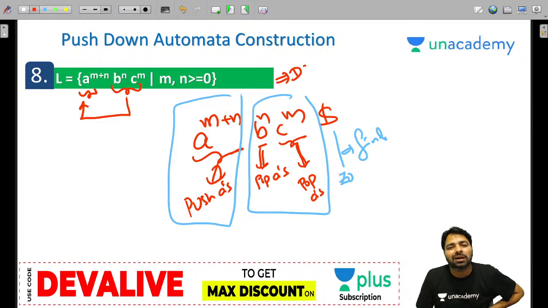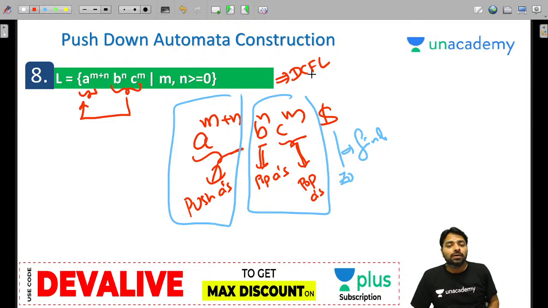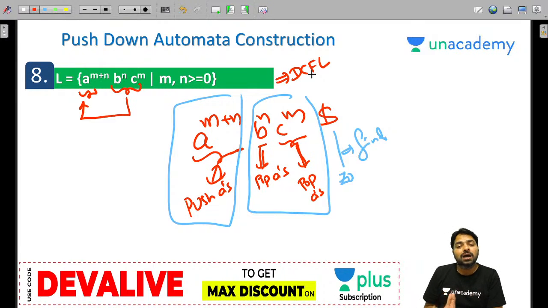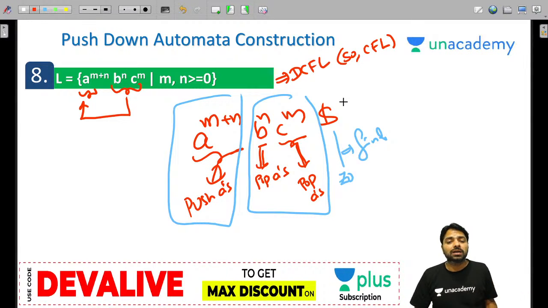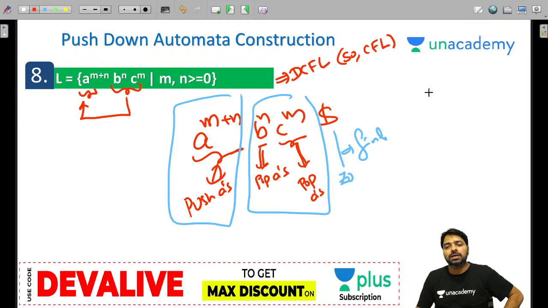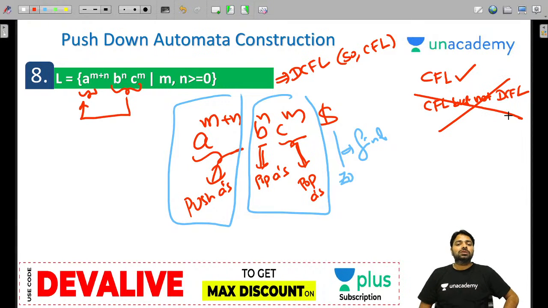Look at guys, I'm not saying how it is DCFL, I'm showing you the reason behind it. Remember that. People say a is we push, b is we pop. I'm not saying that. I'm trying to clearly show how deterministically you can do push, how deterministically you can do pop. So DCFL. I can say it in the exam. I can say still CFL. But don't ever say CFL but not DCFL, that is wrong. CFL is right. But don't say CFL but not a DCFL because it is already DCFL. So choose the statements carefully.